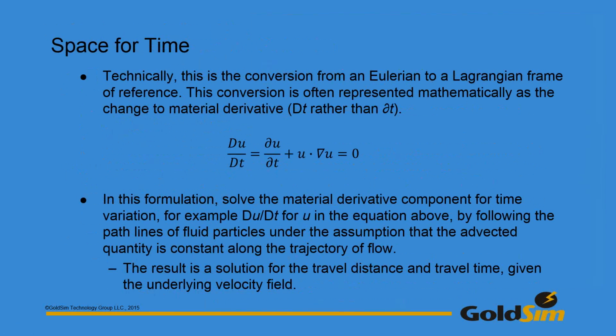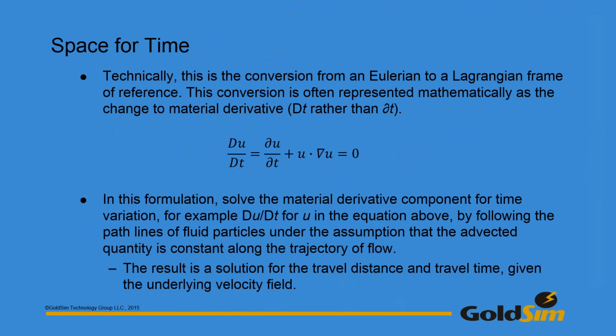But back to the space for time representation. What this is saying essentially is we're going to solve the material derivative component for time variation. In the equation above, that would be big D u over big D t for velocity, or u in that equation. Conceptually, what's done is you're following a fluid path line or a particle path line under the assumption that the advective quantity is constant along the trajectory of flow.